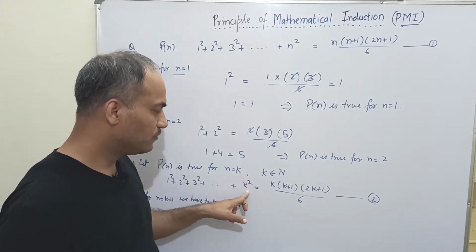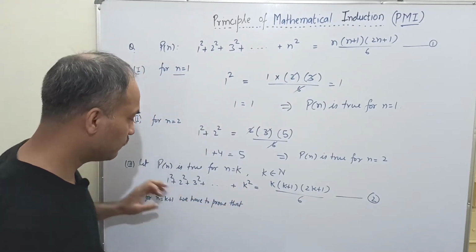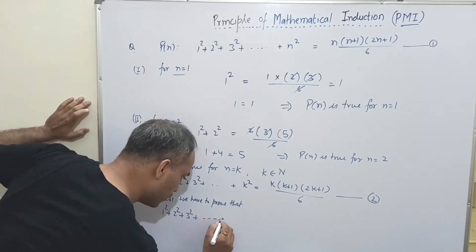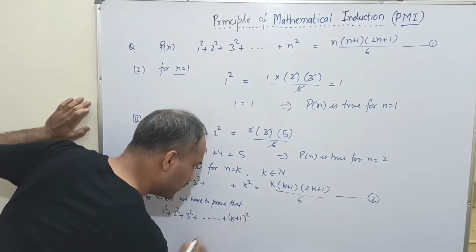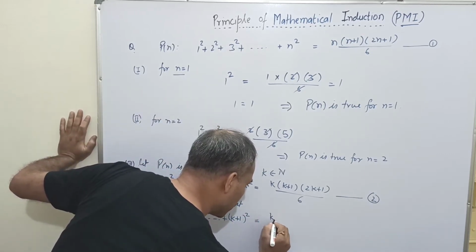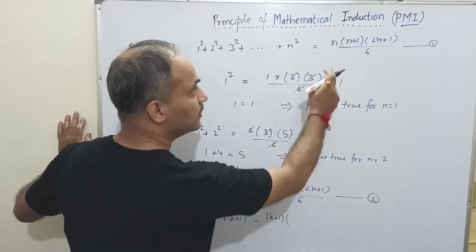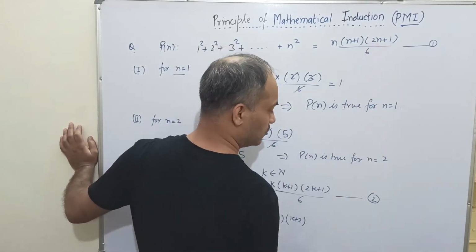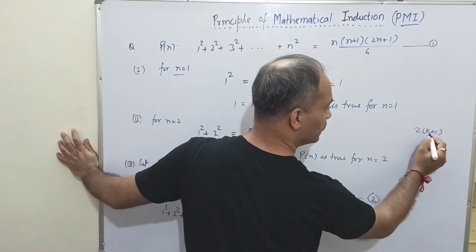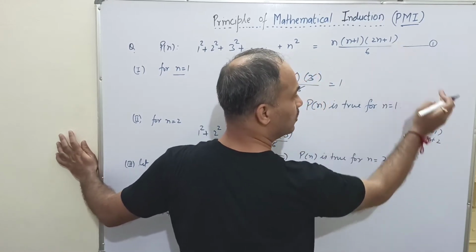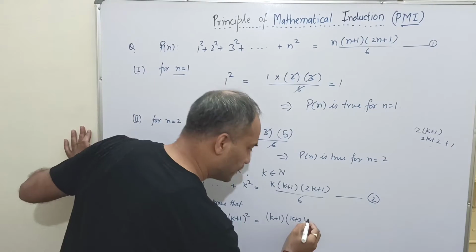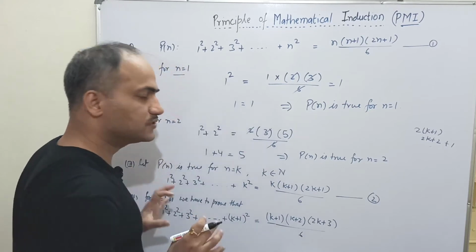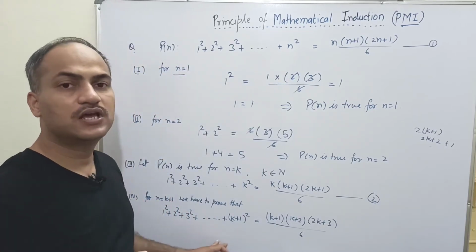If we put n is equal to k plus 1, then what happens? So 1 square plus 2 square plus 3 square plus and so on plus k plus 1 whole square, this entire value is equal to k plus 1 and then k plus 1 plus 1, it means k plus 2, and then 2k plus 1. So what is 2k plus 1? This is 2k plus 2 and plus 1 is already there, so this becomes 2k plus 3. So k plus 1, k plus 2, 2k plus 3 upon 6. This we have to prove. Anyhow, this result we have to prove.